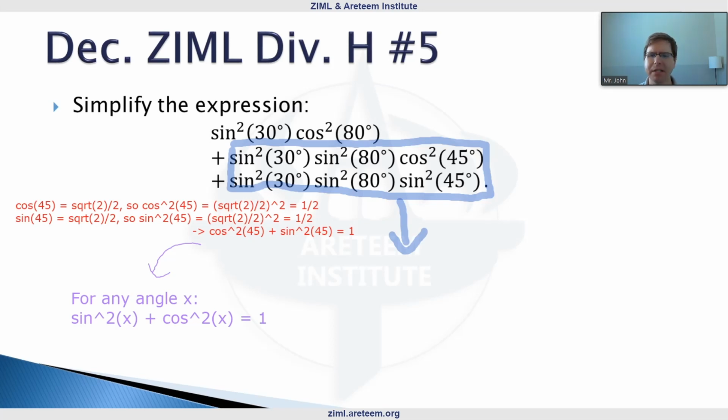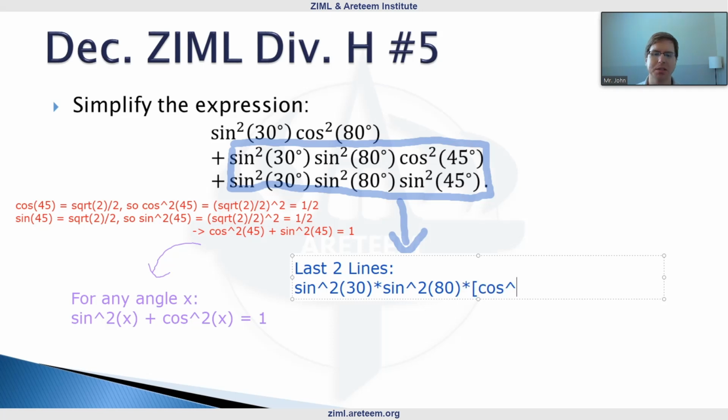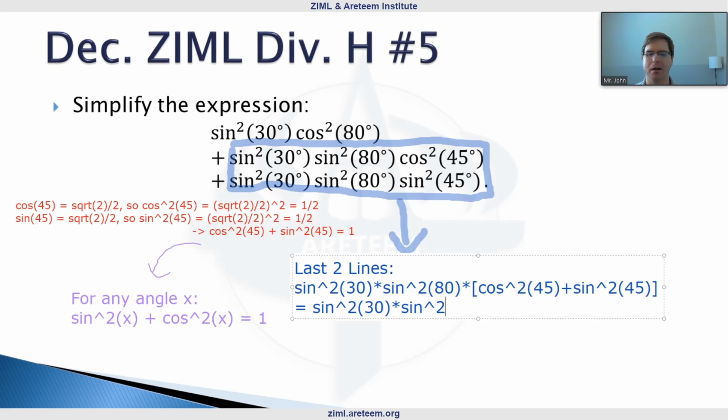Well, what do we have in common? Do they share anything here? So the last two lines both have a sine squared of 30. They both have a sine squared of 80. And then what's left is actually exactly our 1, right? So this is all times cosine squared of 45 plus sine squared of 45. So this whole thing is just sine squared 30 times sine squared of 80.